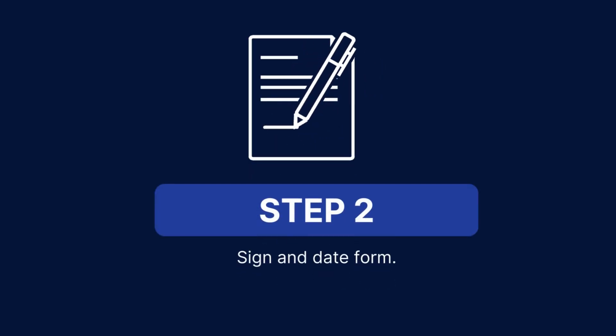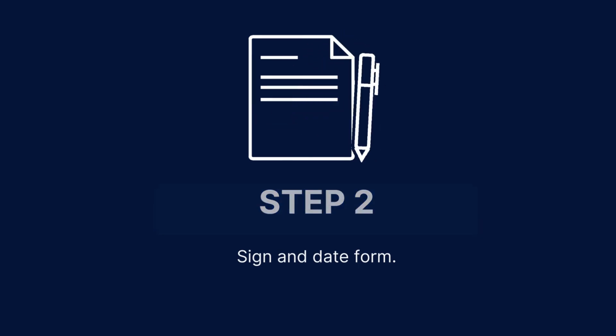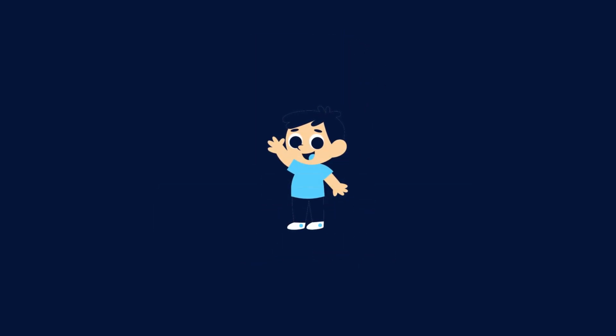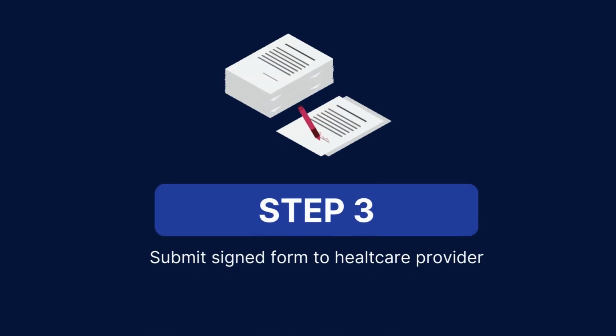After completing the form, sign and date it in the appropriate fields. If you are signing on behalf of someone else, such as a minor child or an adult who cannot sign, make sure you indicate your legal authority to do so. Submit the completed and signed form to the healthcare provider or an entity that maintains your medical records. Depending on the provider's policies and procedures, this may be done in person, by mail, or electronically.